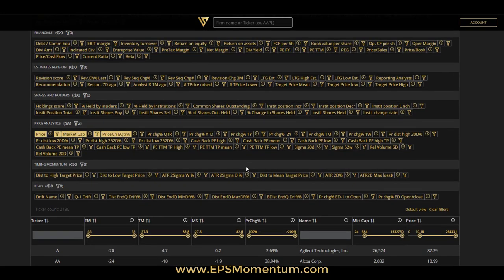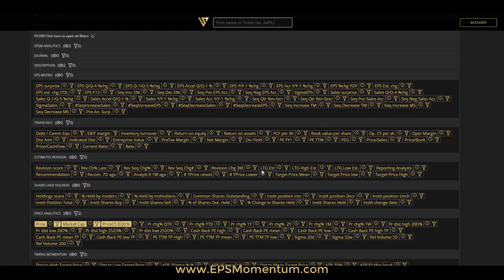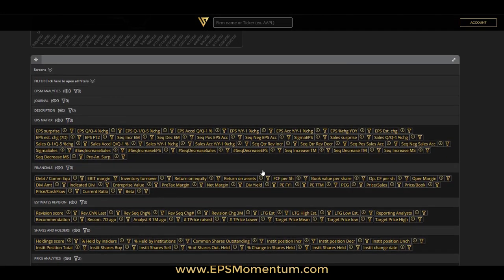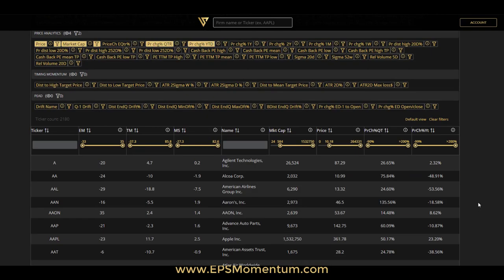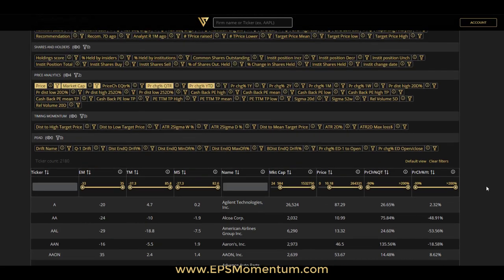The second thing is I want to monitor the performance of the stock since the beginning of the year. So I'll remove the quarter here, but I want the beginning of the year and also the quarter. So the current quarter and also the year to date, right? So I can see how they've done over the last few months. So now I have 2,000 stocks here.